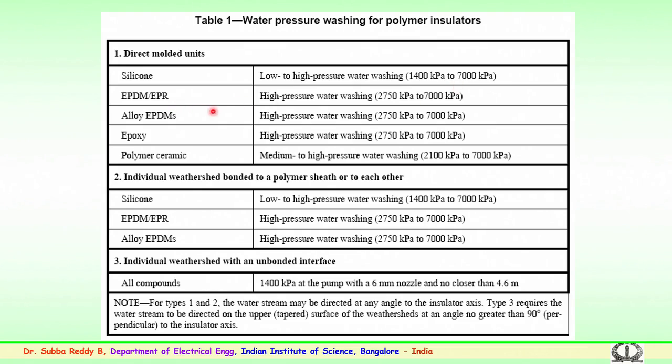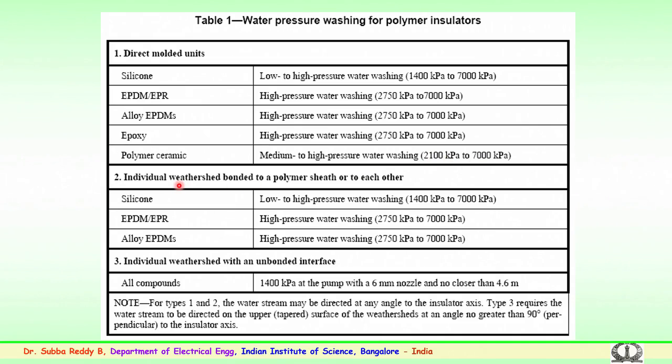The second, for the EPDM, could be high pressure washing in the range of 2750 to 7000 kilopascals. The alloys and the EPDM materials, wherever they are being used, use high pressure water washing again in the range of 2750 to 7000 kilopascals. Similarly for epoxy, the similar pressure of water washing is done for the epoxy molded insulators wherever they are being used. In case of polymer ceramic type, medium to high pressure water washing is normally employed, somewhere around 2100 kilopascals to 7000 kilopascals.